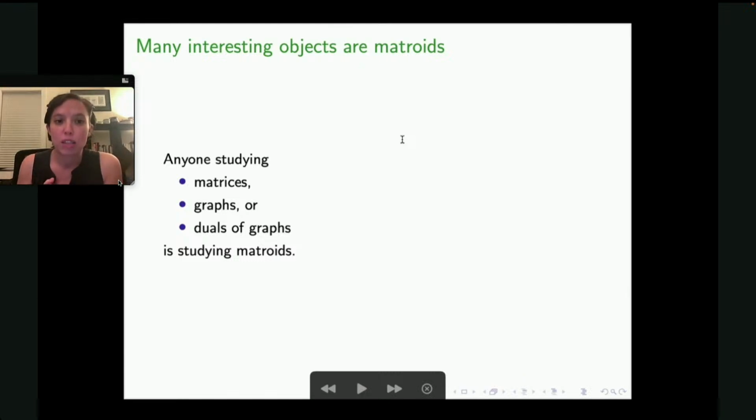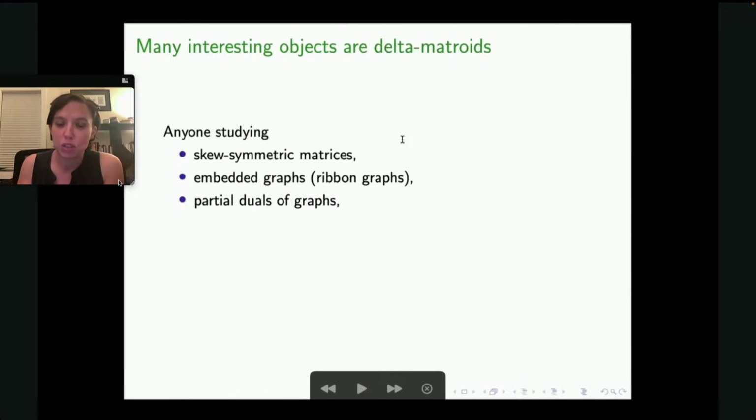Matrices are matroids, graphs are matroids. Every plane graph has a dual that's a graph, but every graph is a matroid and every matroid has a dual. So duals of graphs are also matroids. Those are some interesting things.